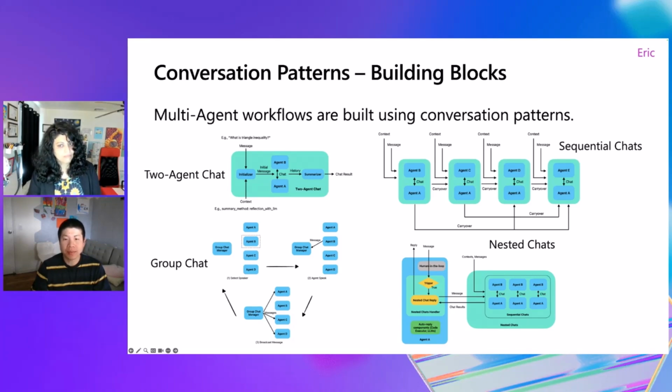2-agent chat is the most basic conversation pattern, in which the 2 agents work on the same thread of conversation. Sequential chat is a sequence of 2-agent chats. Each chat has its own thread. It provides a carryover mechanism to pass information from one conversation thread to the next. Group chat provides a way for a set of agents to work on the same conversation thread. Nested chat packages a sequence of conversation threads into a single agent to add a system 2-like thinking process into its response generation. So let's focus on the 2-agent chat and group chat in this video.